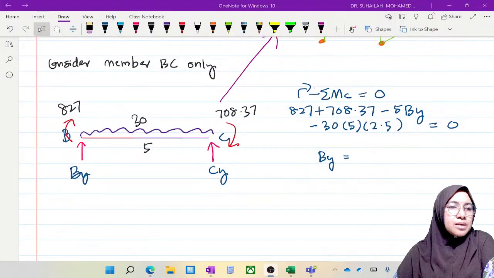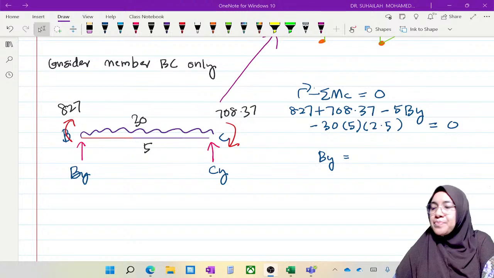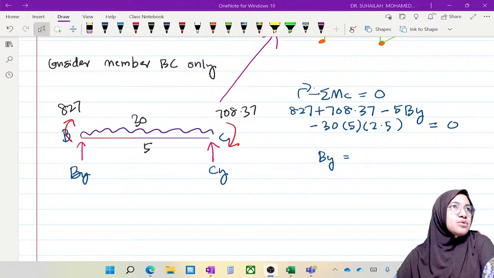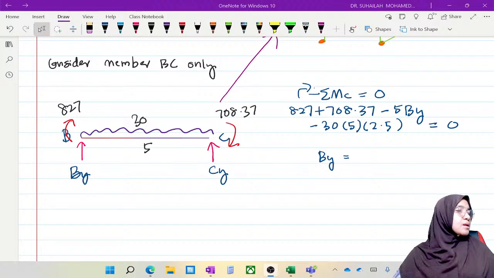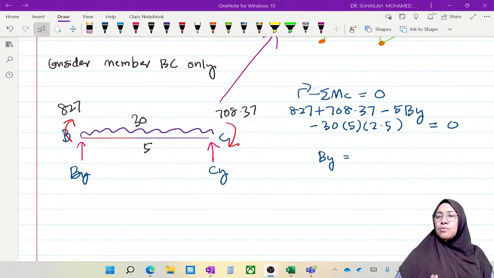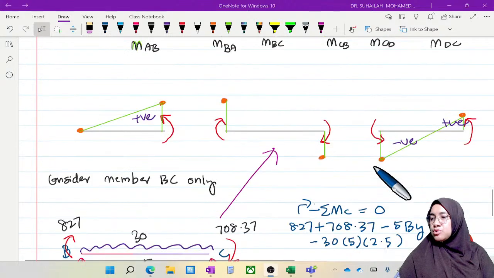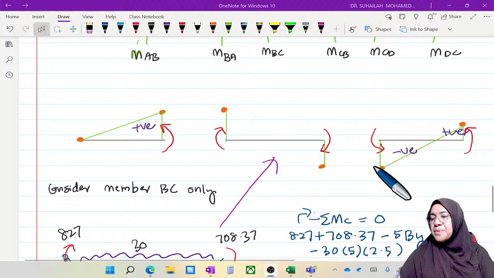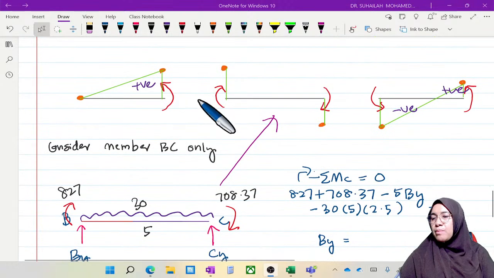Okay, Assalamualaikum. So coming back to this. Sorry for taking long, there was a break because of an urgent meeting just now. So now I want to show you how we draw the bending moment diagram with salient points for member BC.